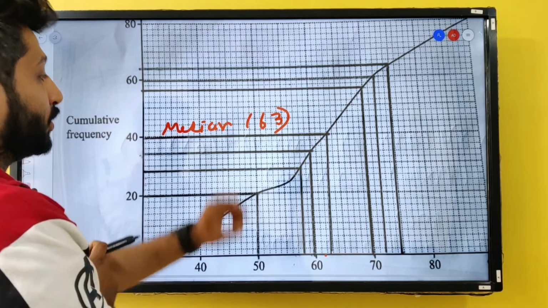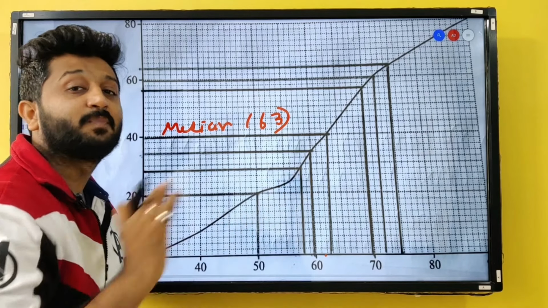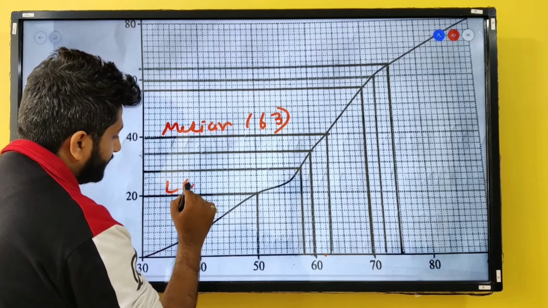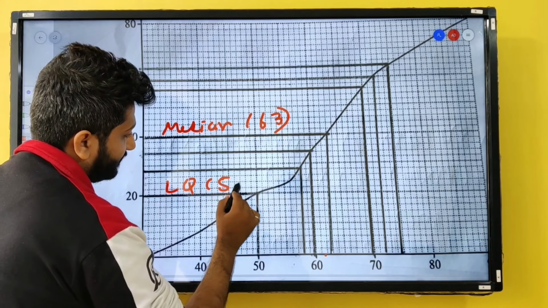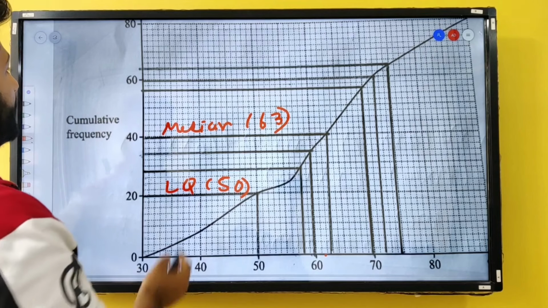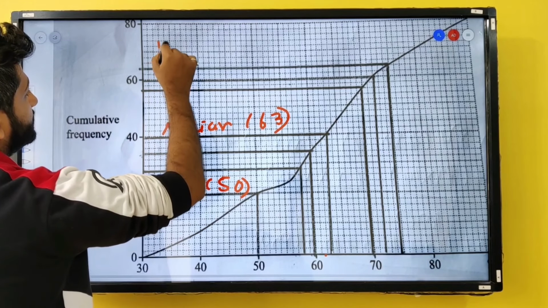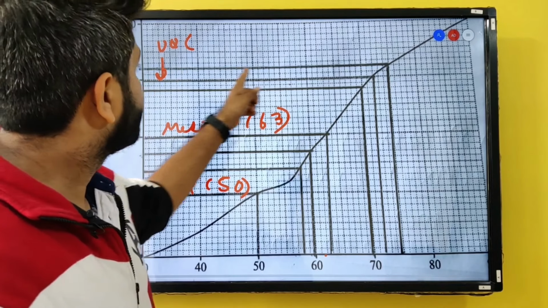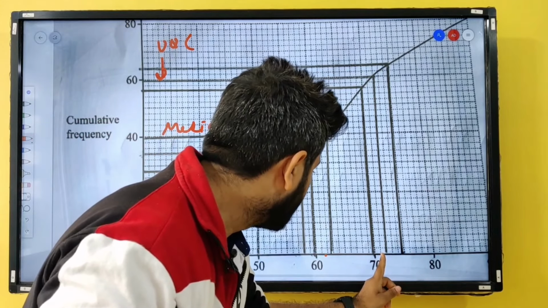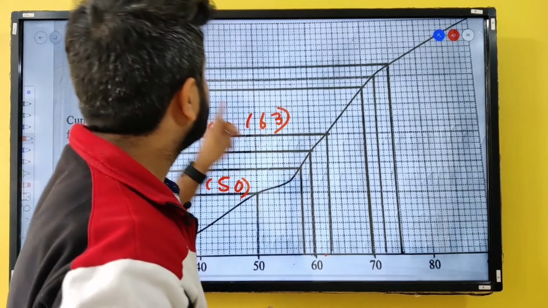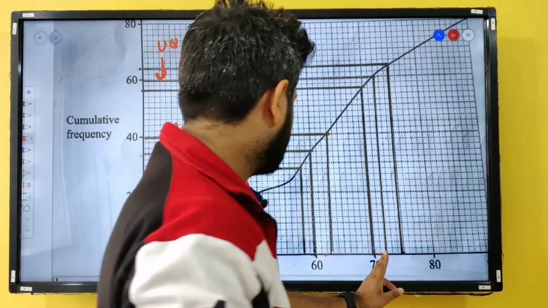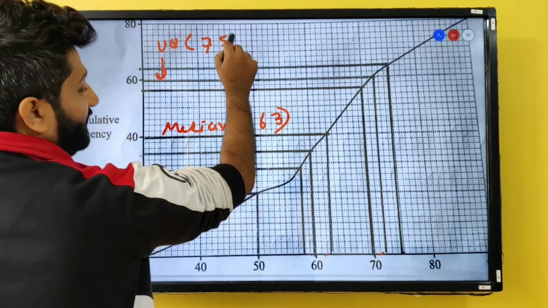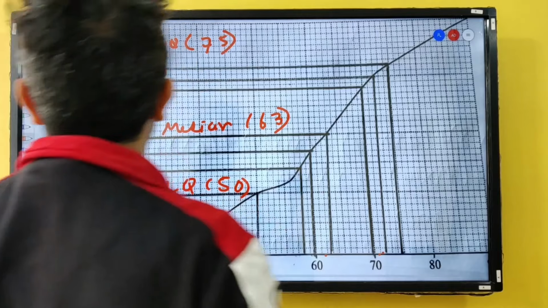Let me calculate the lower quartile. Lower quartile is the 25th percentile. So the 25th percentile is going to be 20, and your lower quartile is, I guess, 50. Also my upper quartile is 60, so this is my upper quartile, right? My upper quartile is going to be 71, 72, 73, 71, 2, 3, 4, 5. My upper quartile is 75. If I am not wrong, yes, it is 75.